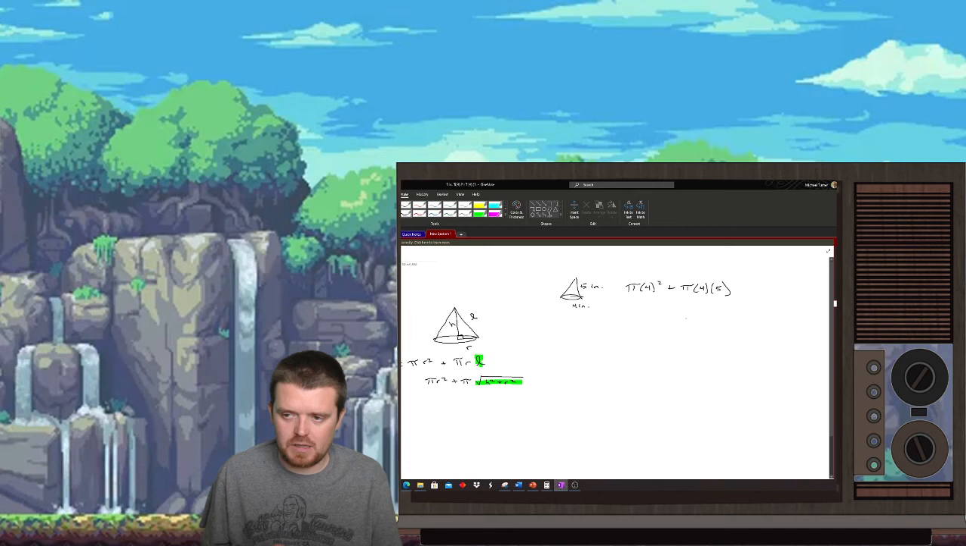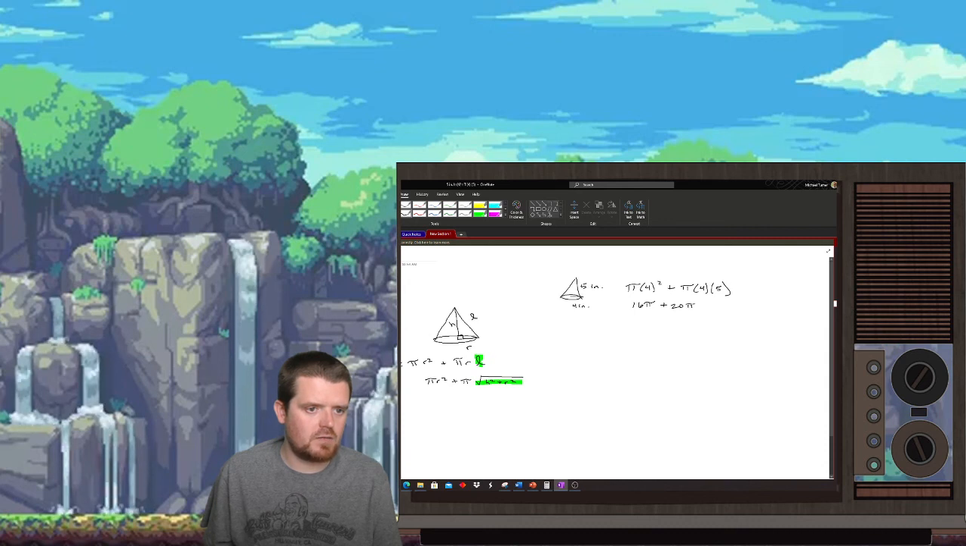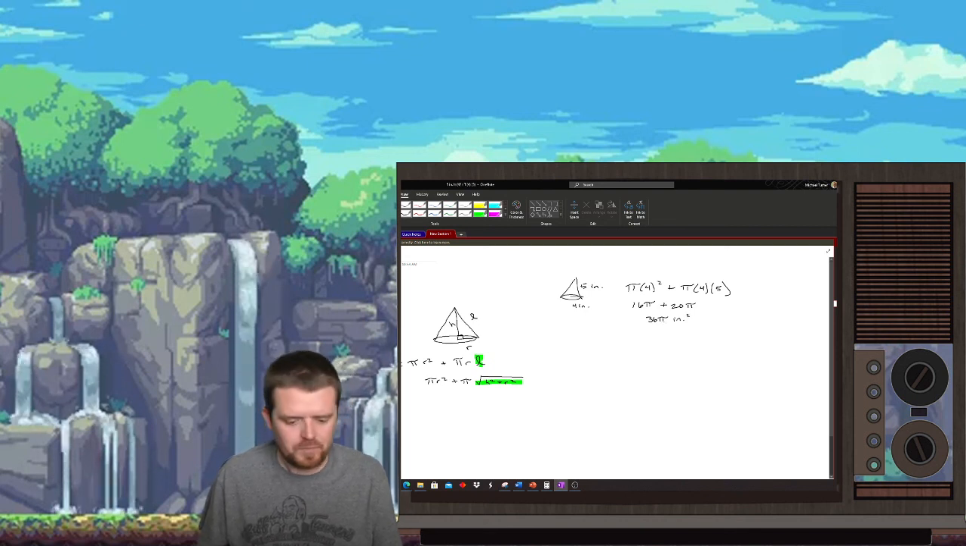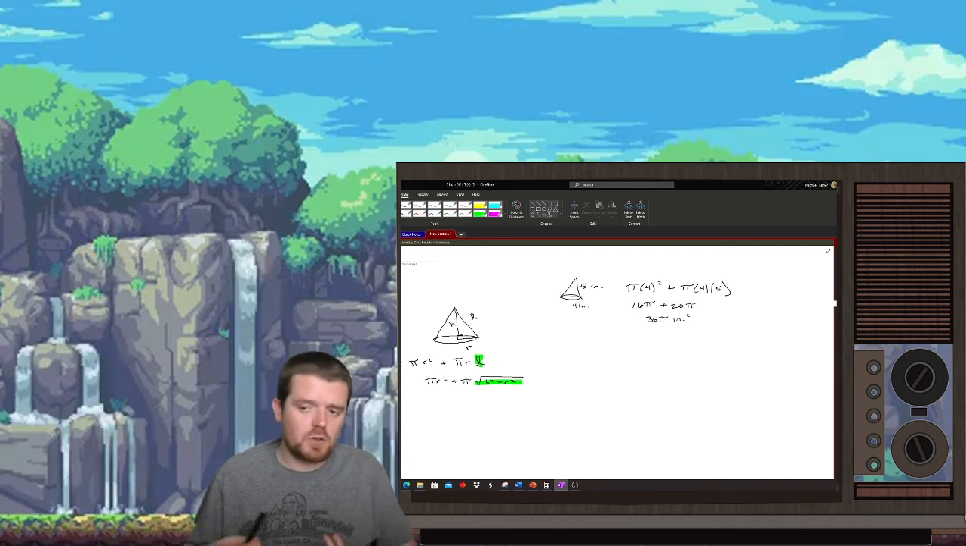Again, for me, I want you to leave it in terms of pi. You have 4 squared, which is 16. 4 times 5, that's 20. So that would add up to 36 pi, and then your units, because we're talking about surface area, that's going to be inches squared.